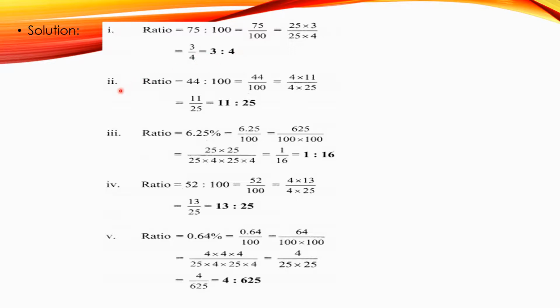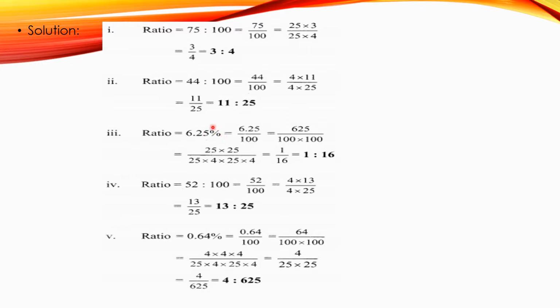Question number 2. The percentage is given as 44 percent. So we get 44 upon 100. We can write 44 as 4 multiplied by 11 and 100 can be written as 4 multiplied by 25. So cancelling 4 from the numerator and denominator, we get 11 upon 25, which is equal to 11:25.